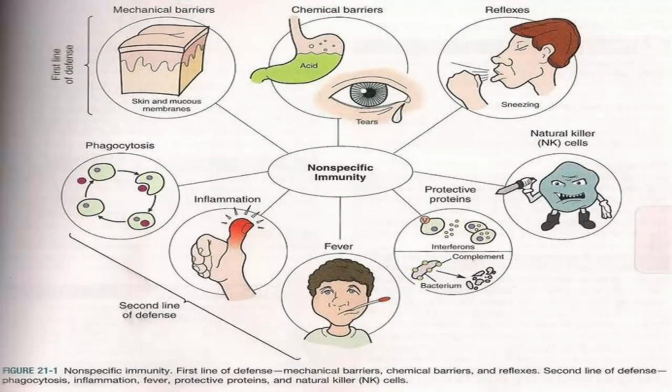This is just a diagram that I added for you to appreciate the epithelial membranes. So these are chemical barriers. There's hydrochloric acid in the stomach, lysozymes in the eyes and production of tears, cough reflexes, sneezing, and mechanical barriers, which are your skin and your mucous membranes.